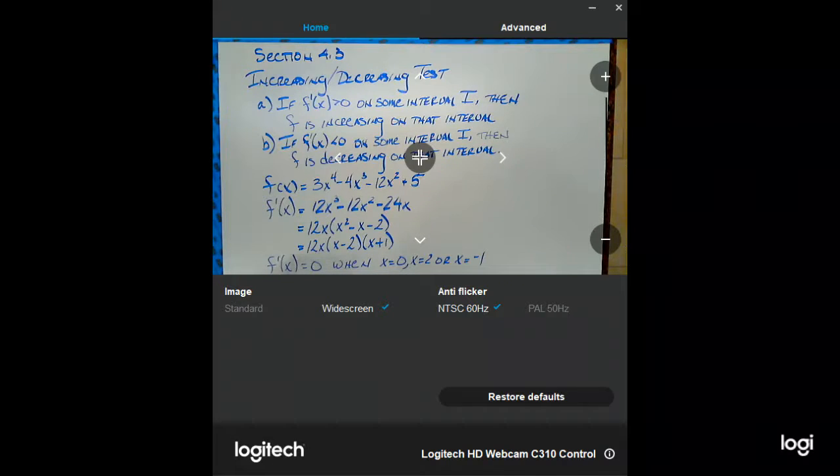Now, using those, and any place the derivative would fail to exist, if indeed we had that, which we do not in this example, we are now going to conduct something called the sign test. And if we utilize the sign test correctly, it's going to tell us where the function is increasing and where the function is decreasing.